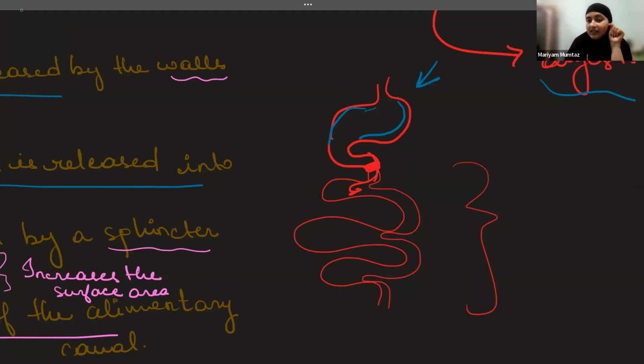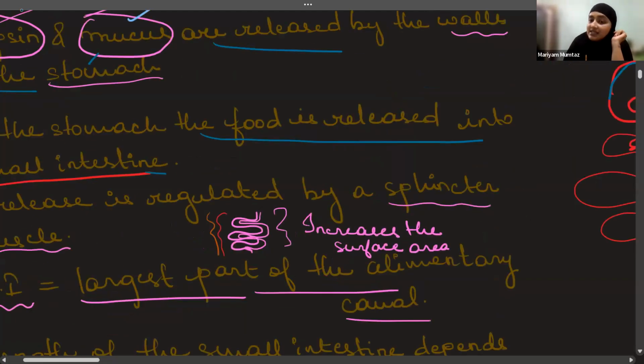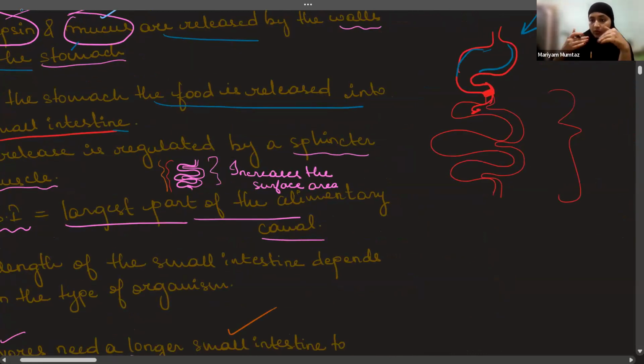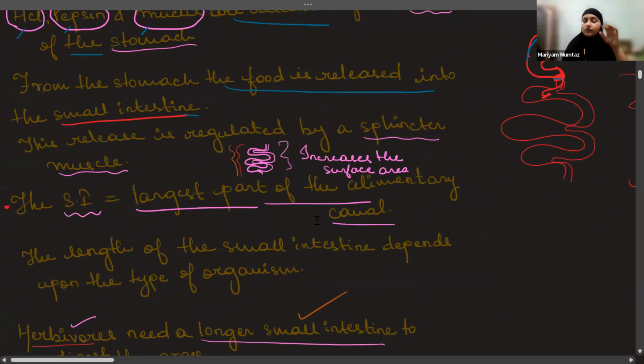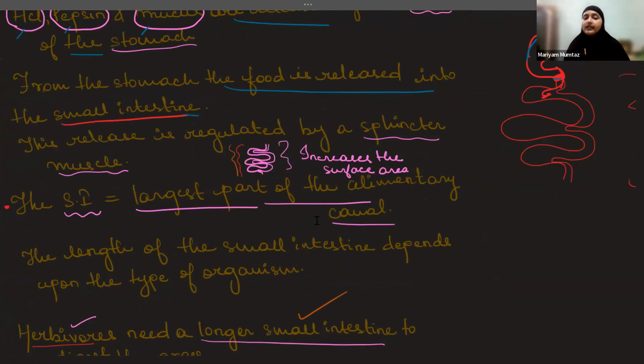That door activity is performed by a sphincter muscle. A muscle is there that regulates it: when it opens, the food goes into the small intestine, and then it closes so that the food does not go back. So that is why the sphincter muscle is there. Clear? The release of the food from the stomach to the small intestine is regulated by this sphincter muscle. Now, this small intestine is the largest part of the alimentary canal. It is the site of 100% digestion, like the complete digestion happens here. Every single thing gets digested in the small intestine.